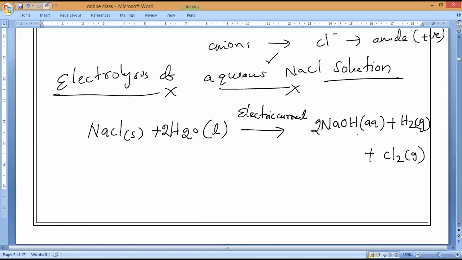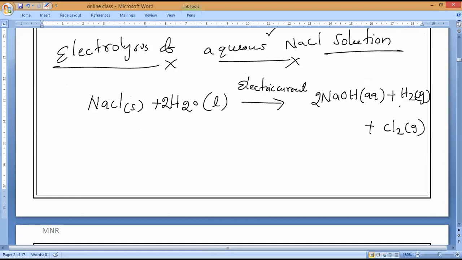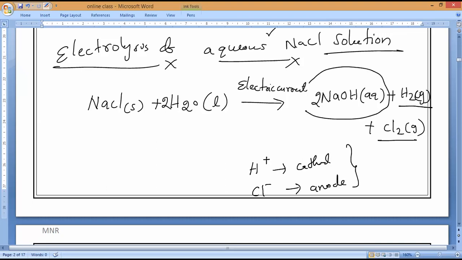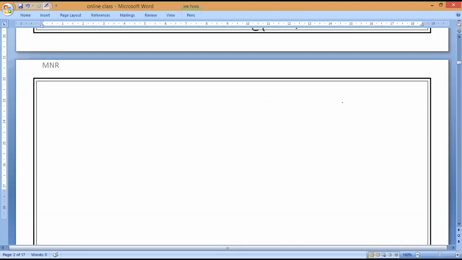By this time, some doubt may be running in your mind. What is that doubt? Try to ask me. Hydrogen is a positive ion and chlorine is a negative ion. So hydrogen, H plus, will come at the cathode, and chlorine, which is negative, will come at the anode. You know this. But where will the NaOH come? That is your doubt. Is it yes, guys? Aqueous state, correct? Now let us take the electrolysis process.